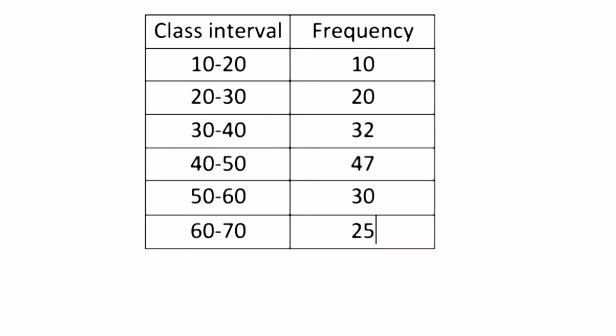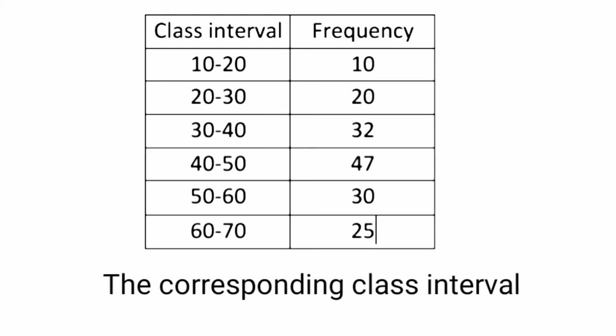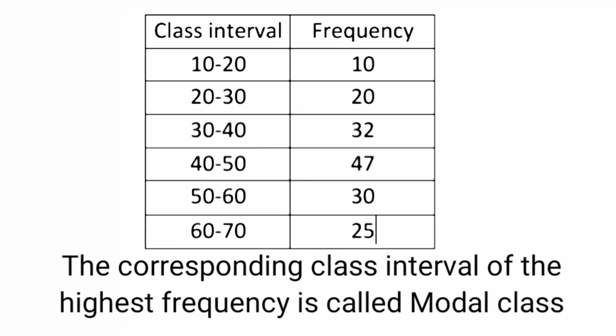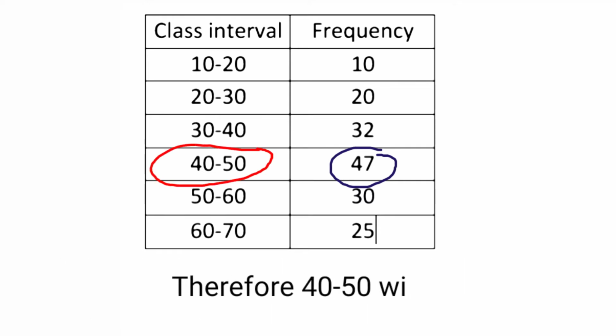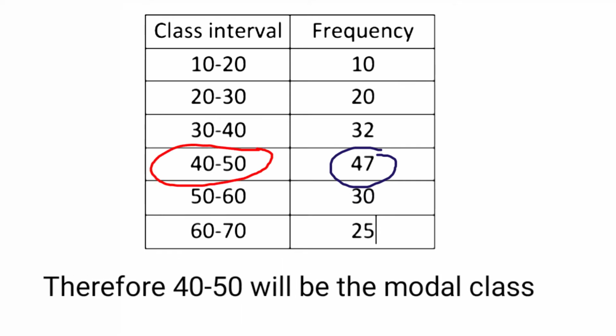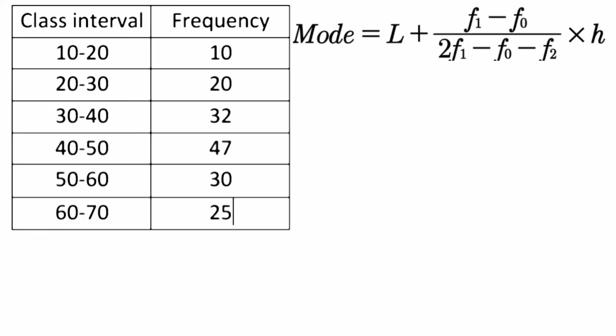L is the lower class limit or lower class boundary of the modal class. The corresponding class interval of the highest frequency is called the modal class. Here 47 is the highest frequency and the corresponding class interval is 40 to 50. Therefore 40 to 50 will be the modal class.